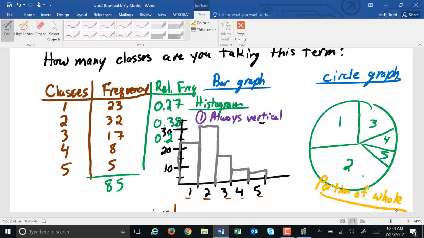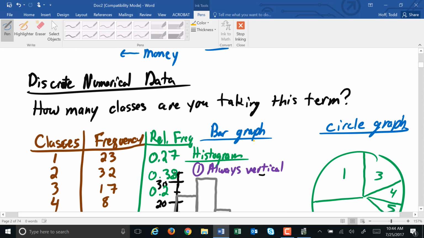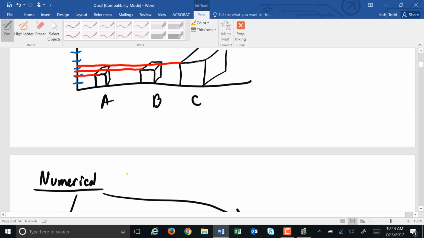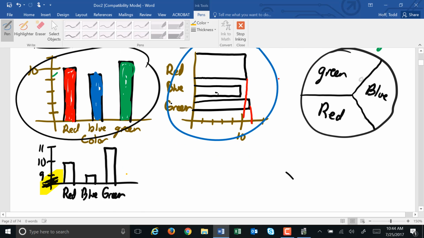A bar graph or a histogram, either one, is best for telling largest and smallest.